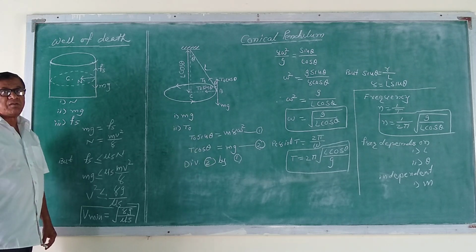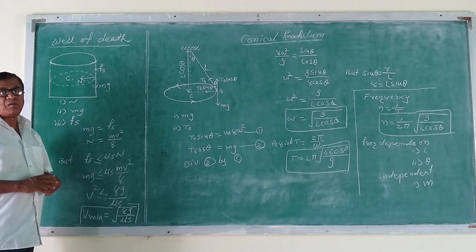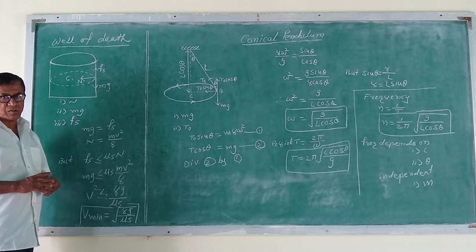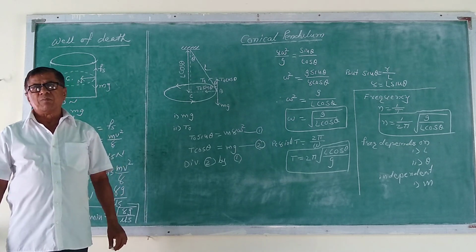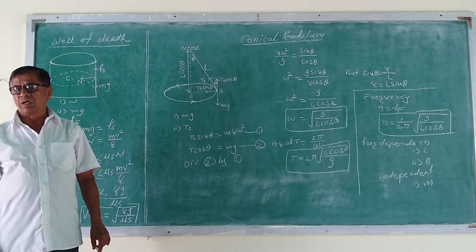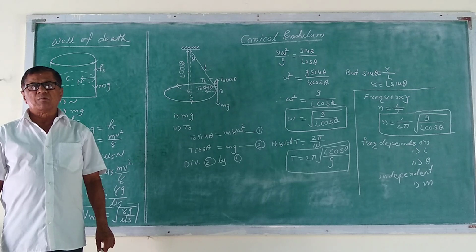There is the question of the centripetal force or the centrifugal force. The centripetal force is mv square upon r, or centripetal force is equal to m r omega square. Same is the formula for the centrifugal force.